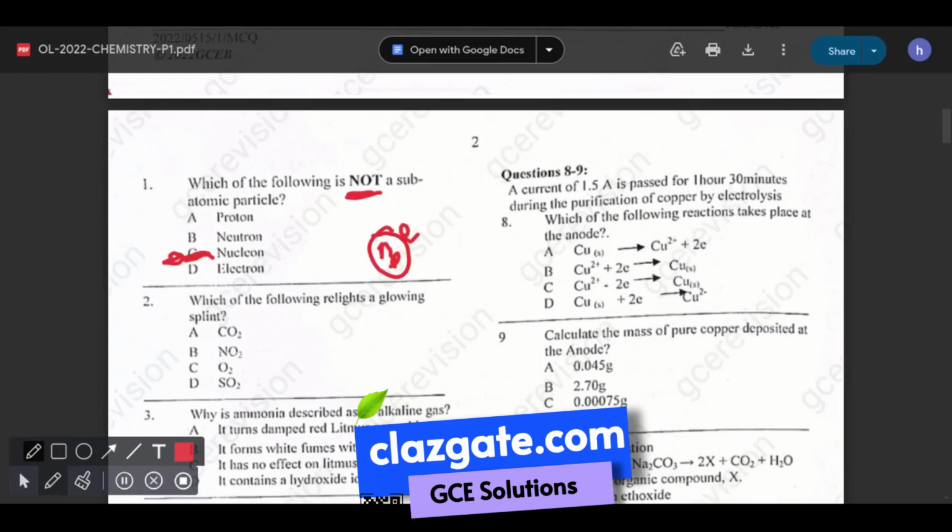Which of the following relights a glowing splint? Under properties of oxygen, we know that it's a gas that relights a glowing splint. Because the fireside needs oxygen to glow. That's why people blow air in the fireside. You're blowing in oxygen so that it can burn faster to increase the flame. So the answer to number 2 is C.